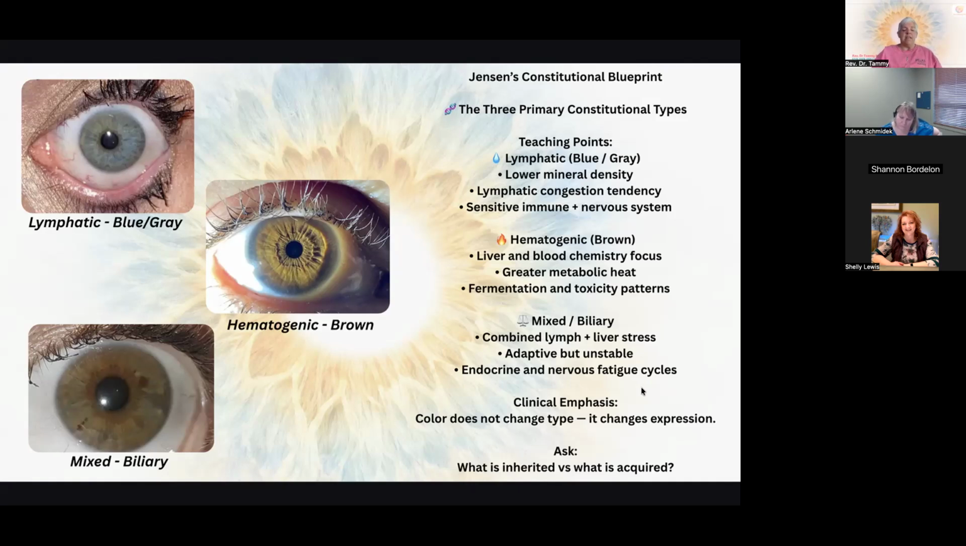So when you're looking at this, don't think about color. The color does not change the type, it changes expression. So you want to ask, is this inherited or is this acquired? When you're looking at eyes, you really need to start looking beyond just the colors and the markings you're seeing. Start asking that question. Start looking at the whole body.